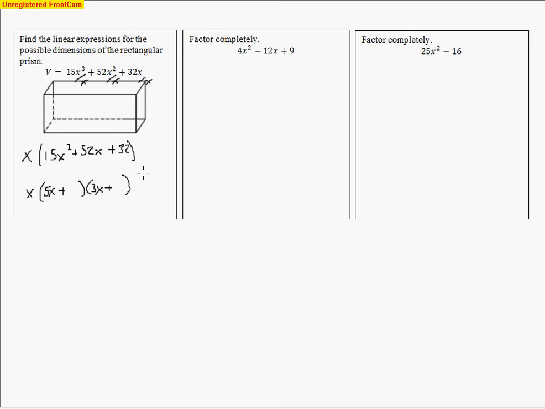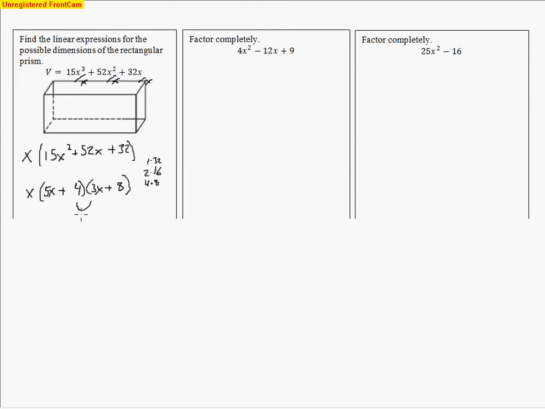Now, factors of 32 would be like 2 and 16. Pretty sure it's not 1 and 32, but that could be it. The other factor pair I think it's going to be is 4 and 8. So I'm going to try the 4 and 8 first. And again, you just try both ways to put the 4 and the 8 in. I'm going to put the 8 here and the 4 here, and let's see what happens.